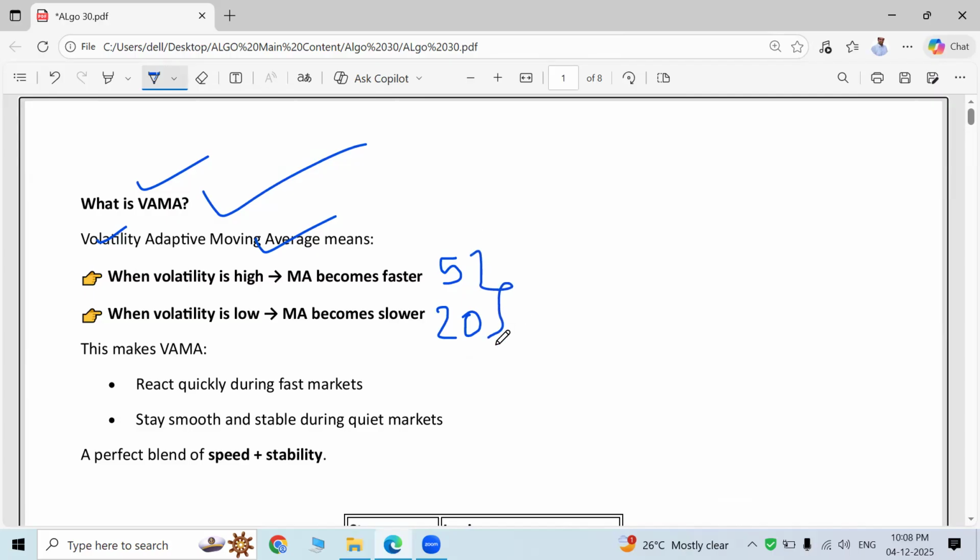I have taken a random number. You can take 10 and 20 also, or 30 and 50. So a faster moving average means a small number of candles, and a slower moving average means a large number of candles. That is the meaning of VAMA. So first we take the volatility into consideration, and based on that there is a continuous switching between faster and slower moving averages.